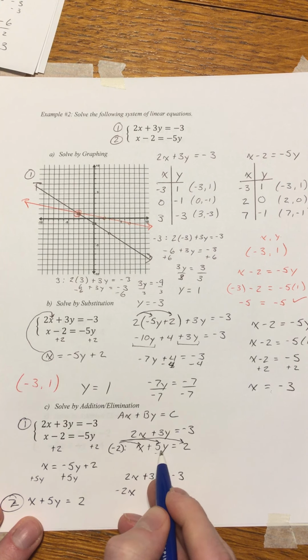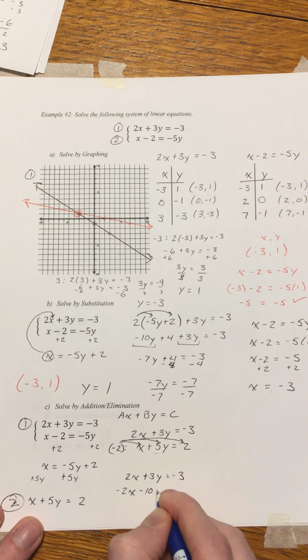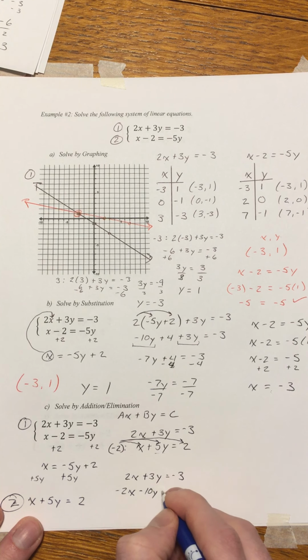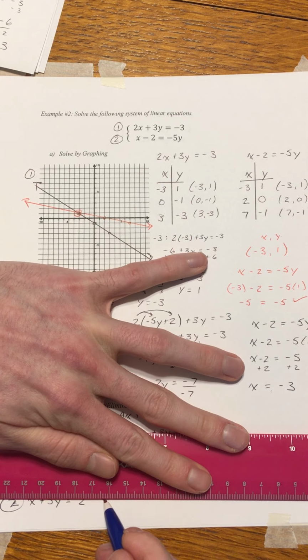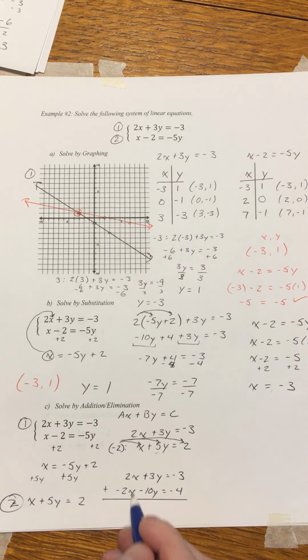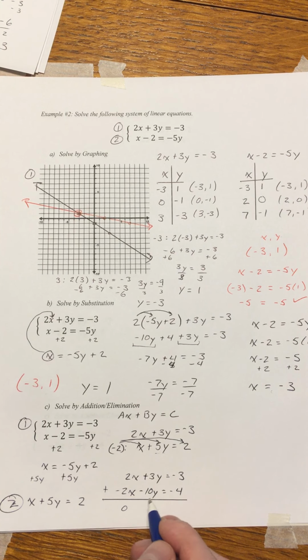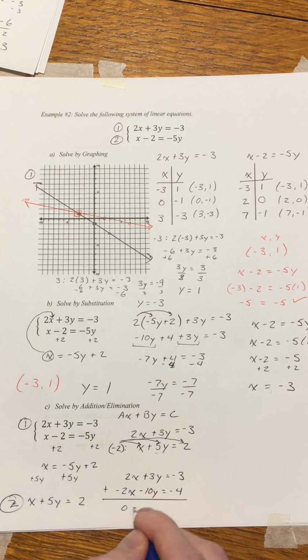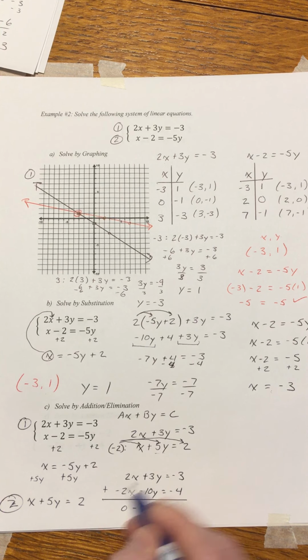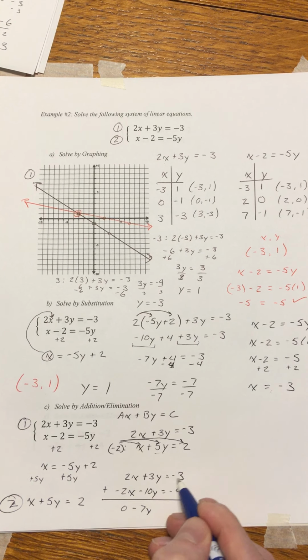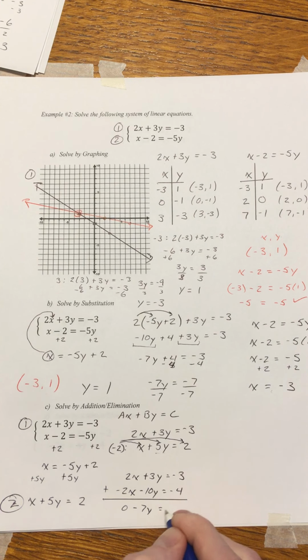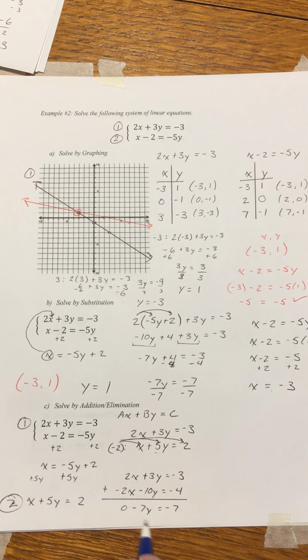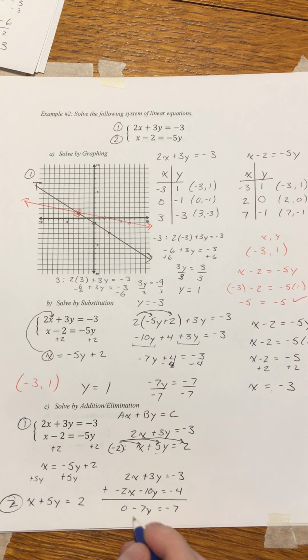Negative 2 times a positive 5y gives us a negative 10y. Negative 2 times 2 is a negative 4. So now, again, we can simply just add these equations. When we do that, these cancel out to 0. Now we'll have negative 10y plus 3y is a negative 7y. Negative 3 plus negative 4, or negative 3 minus 4, is minus 7. So what we have here is now negative 7y. To get that by itself, we simply just divide both sides by negative 7.